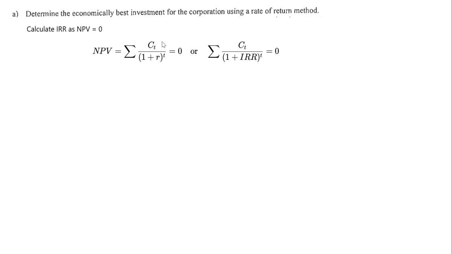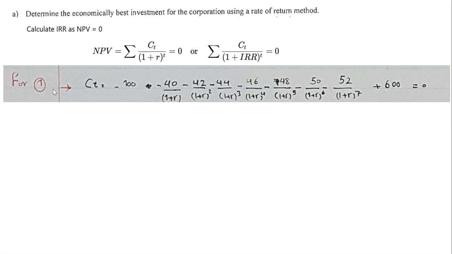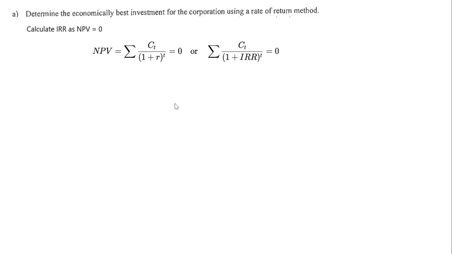When talking about the rate of return, we know that we have to calculate NPV. NPV is the summation of Ct over (1 plus r) to the power of t, and r is the interest rate of return. This summation should be equal to 0. So what are we going to do in the first part? The Ct is equal to minus 100,000. When we are expending, it would be minus; when we are earning, it would be plus. So minus 100 minus 40 divided by 1 plus r. And how we are calculating this value, let me show you here.